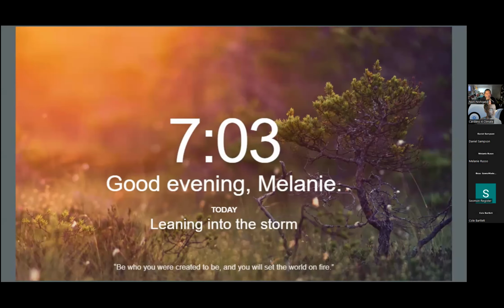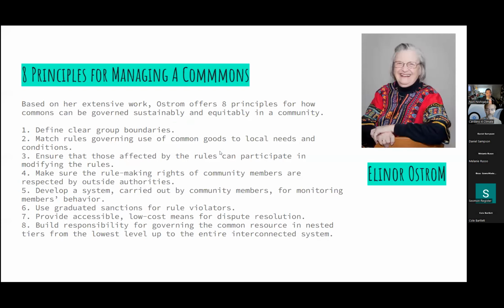My goal was leaning into this storm of accounting and finances and valuing people and valuing contributions and divvying up all this stuff. And it was kind of neat because it says, be who you were created to be and you will set the world on fire. I'm not sure about the world on fire bit, but as humanity we're doing a pretty good job of that all on our own without being who we are.